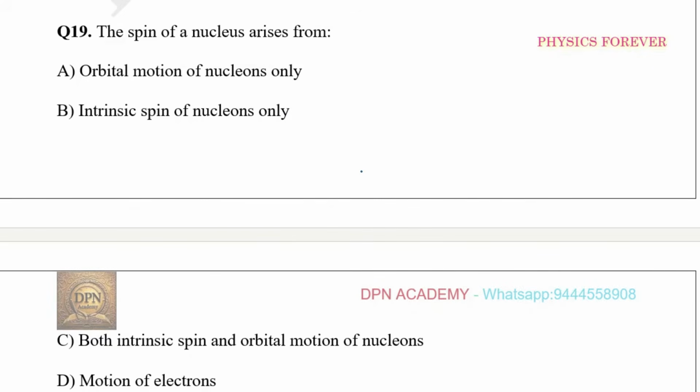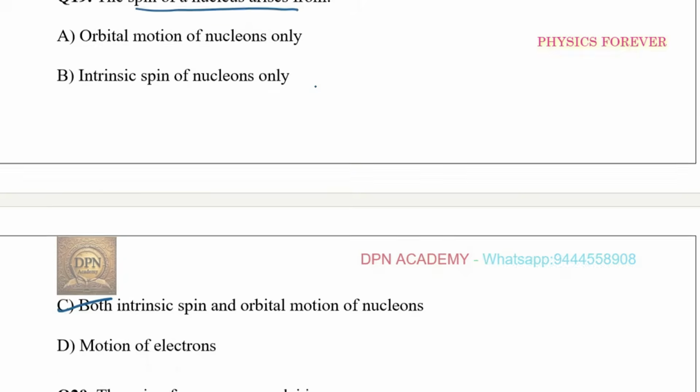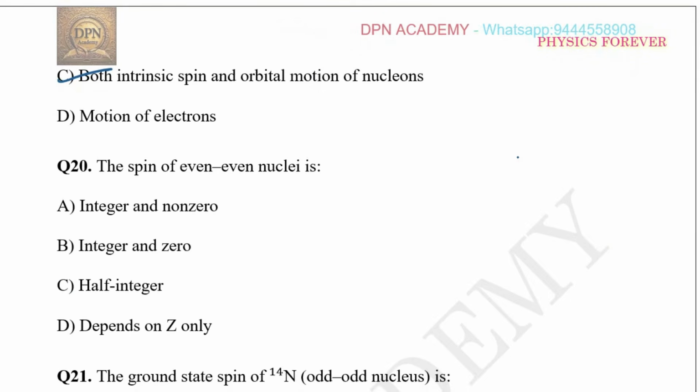Then nuclear spin. The spin of the nucleus arises from both intrinsic spin and orbital motion. These are direct questions. The spin of even-even nuclei is zero, so the option will be B.